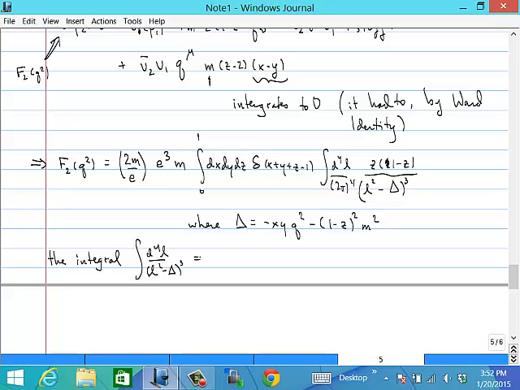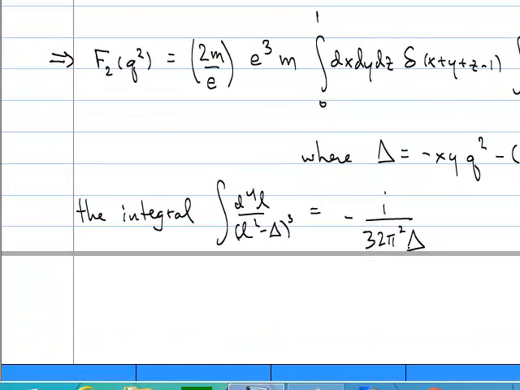So that's an integral that you can just do, and I think it's one of the integrals that you're doing this week on your problem set. Well, I'll just tell you the answer. It's minus i over 32 pi squared times delta. So then if you put this all together, you get an answer for F2 of q squared in terms of that integral dx, dy, dz. So it's proportional to e squared, and so it's traditional to write it in terms of the fine structure constant, which is e squared over 4 pi.